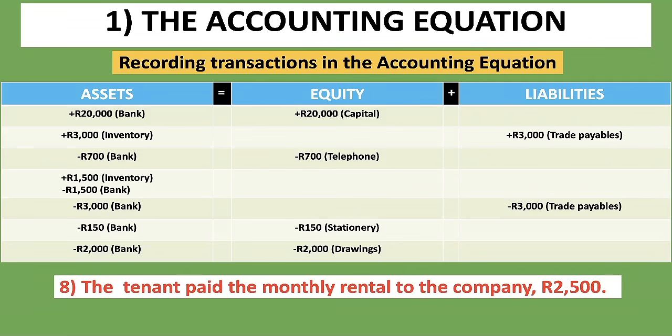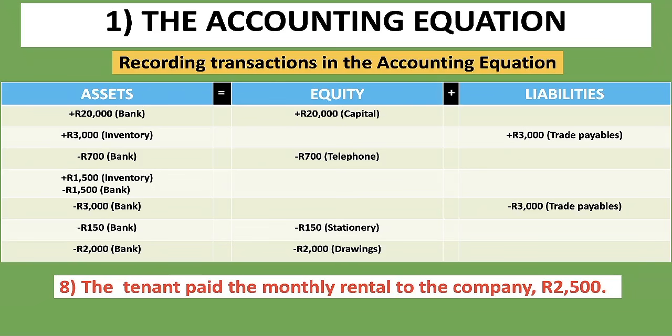The tenant paid the monthly rental to the company, 2,500 Rand. Now, it's also very important to be able to know whether it's rent income or rent expense. Well, in this case, it's rent income because the tenant paid the monthly rental to the company. If it's the company that was paying, it was going to be a rental expense. But if it's a tenant that is paying us as the company, then that's rent income.